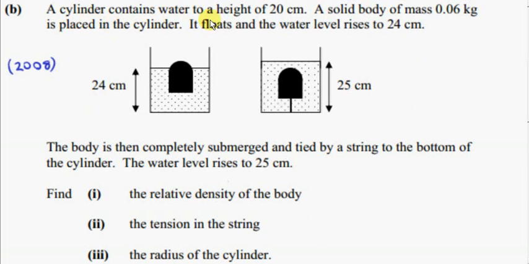A cylinder contains water to a height of 20 centimeters. A solid body of mass 0.06 kilograms is placed in the cylinder. It floats and the water level rises to 24 centimeters. The body is then completely submerged and tied by a string to the bottom of the cylinder. The water level rises to 25 centimeters.